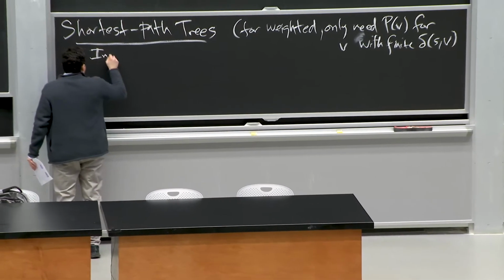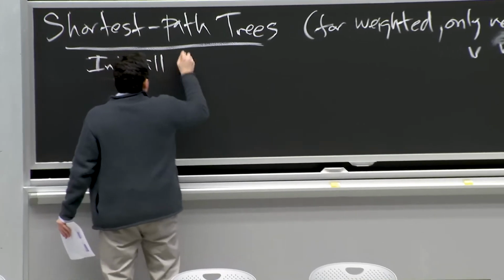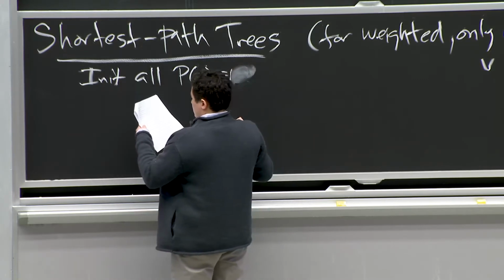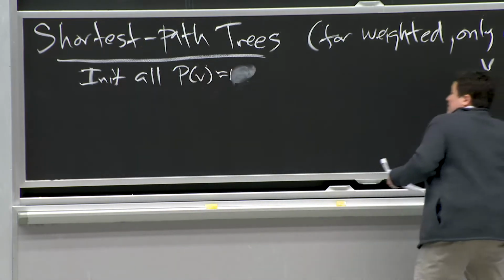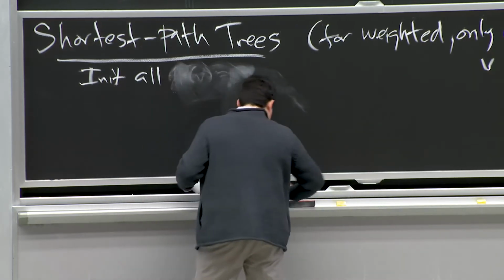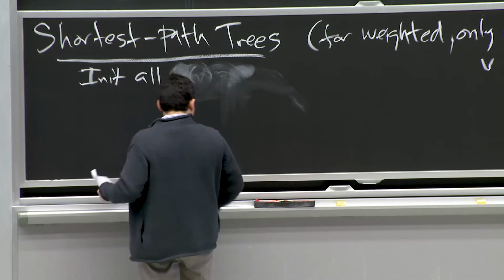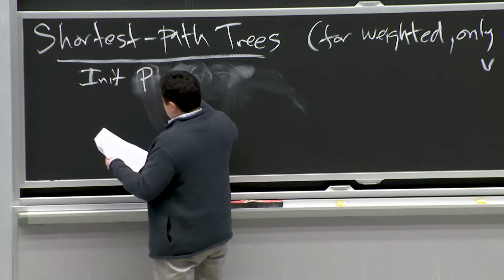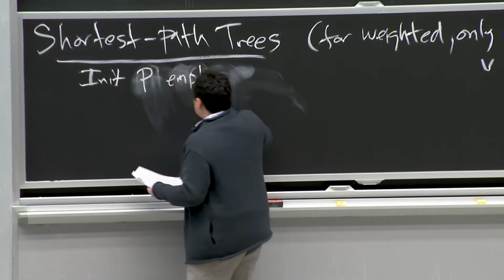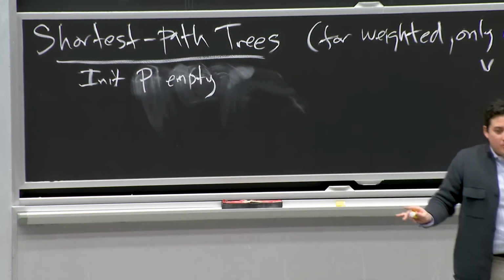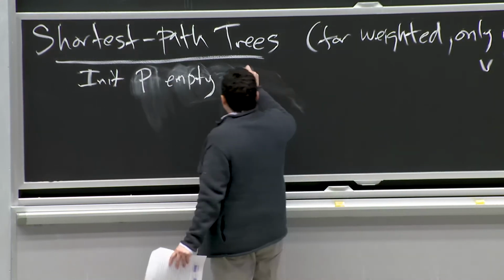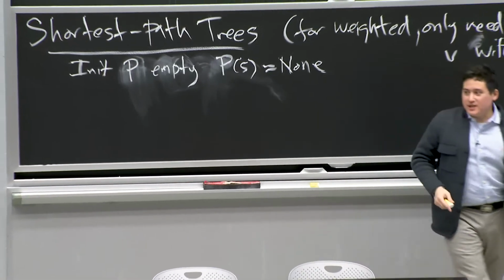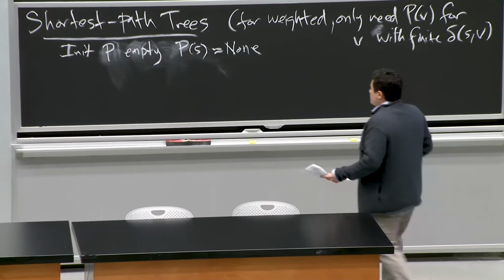I'm going to initialize my parent pointer data structure to be empty. First, I'm not going to store any parent pointers, but at the beginning, I'm going to set the parent pointer of the source to be none. That's what we did in breadth first search as well.